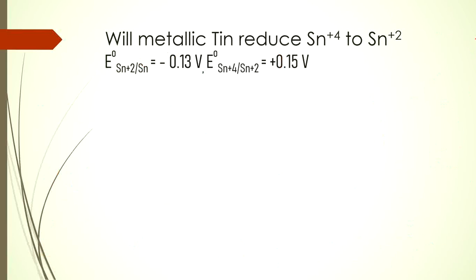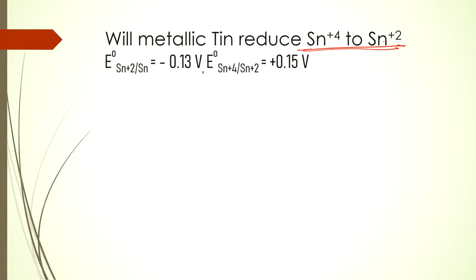So this would be our last example in today's class. And the question is whether the metallic tin will reduce Sn4+ to Sn2+. Okay, so now through this statement, you will have to write the equation. In the previous question the equation was given, but here the equation is not given, but through the statement you have to write the equation.